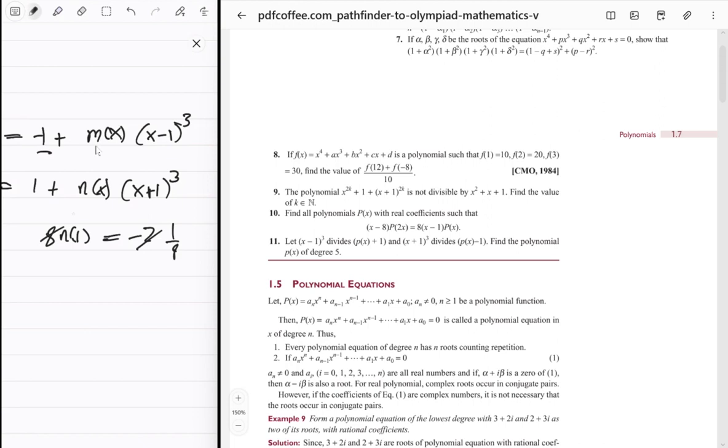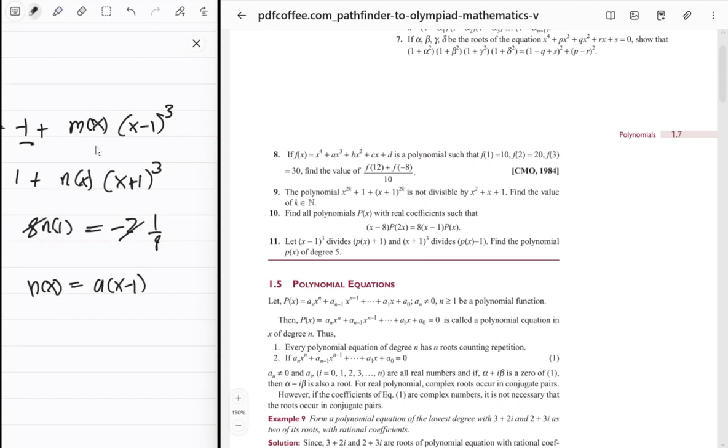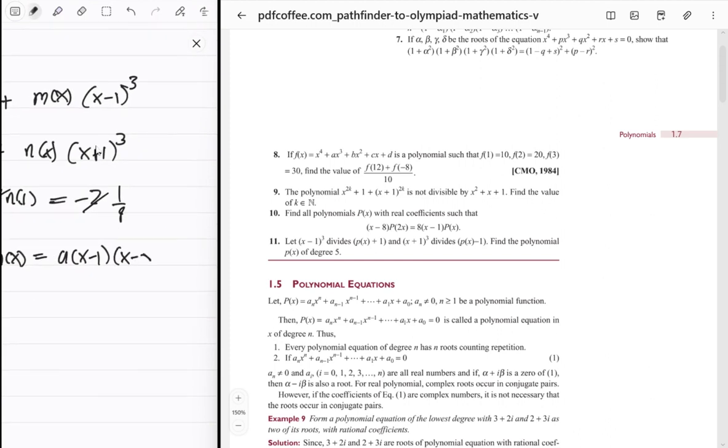So n of 1 is 1/4. How does that help us? N of x minus 1/4 has a 0 at 1. So n of x can be written as 8 times x minus 1 times x minus, I don't know, something, and that times 1/4 basically, right? Okay. That's actually painful. How is this even going to help us?